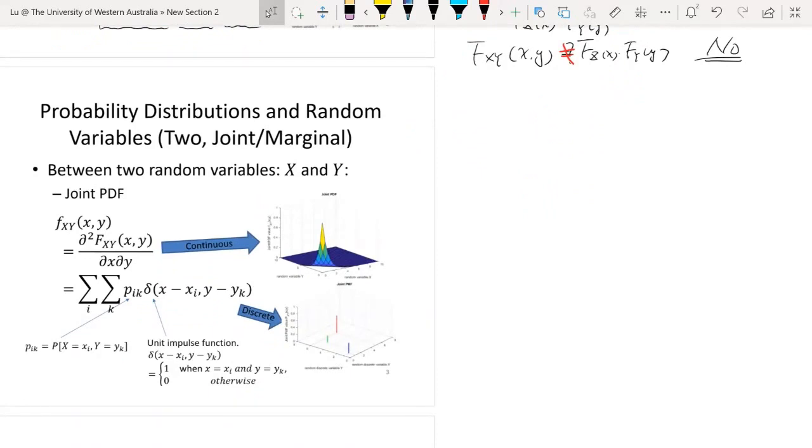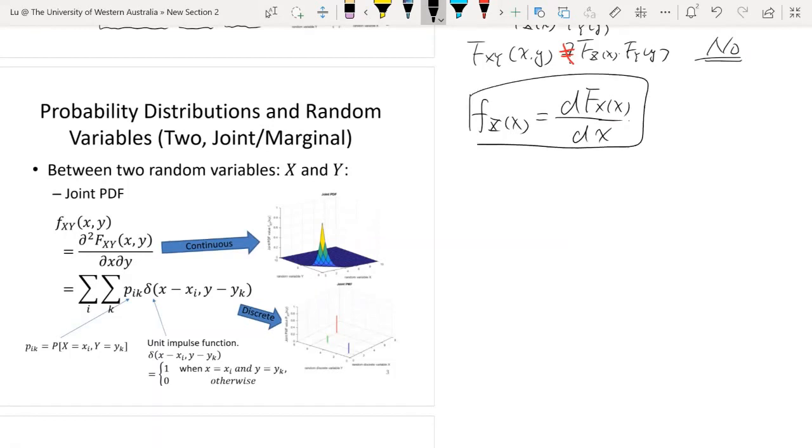Again, let's recall what we have learned from the week 1 lecture. For the single random variable case, if you already know the CDF of this random variable X, then the PDF of X, f_X(x), equals the derivative, or differentiation, of the corresponding CDF with respect to x. This is for the single random variable case.